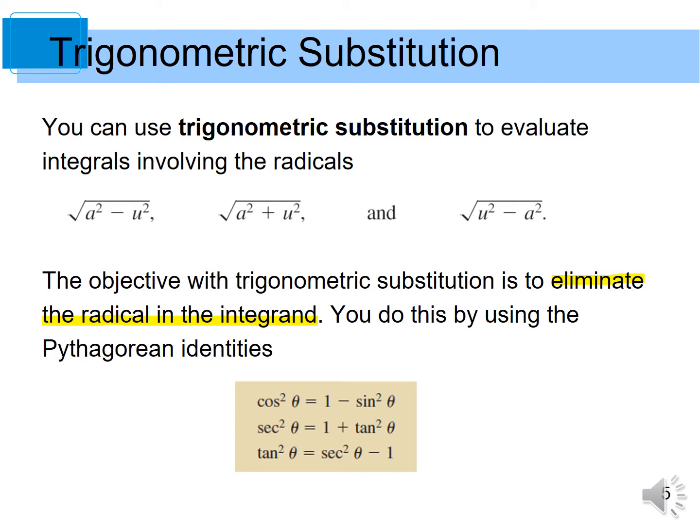Look at the first pattern. It's a radical of a squared minus u squared, where a is constant and u is variable. When we have this first pattern, we use the first identity, because 1 is constant. It's constant minus variable.